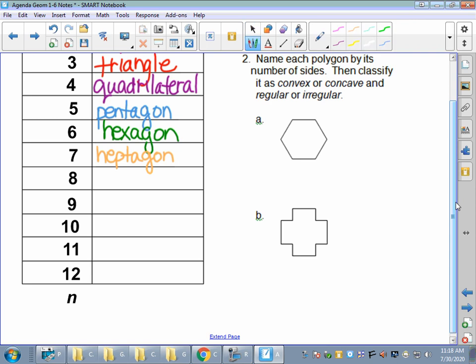An 8-sided figure, think of an 8-legged creature, octagon. Some people remember it by octagon, like the MMA and stuff. A 9-sided figure, I like this one. It's got a nice ring to it. A 9-sided figure is a nonagon, N-O-N-A-gon.